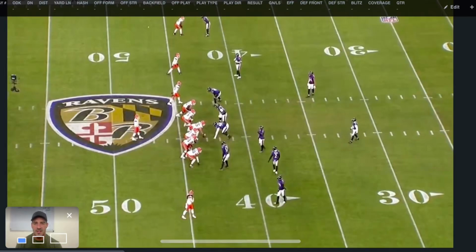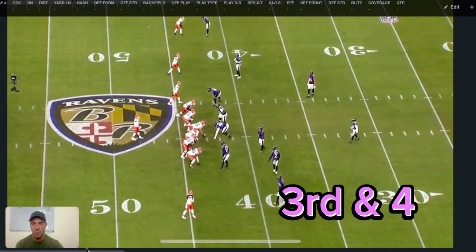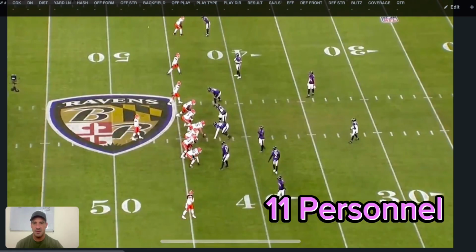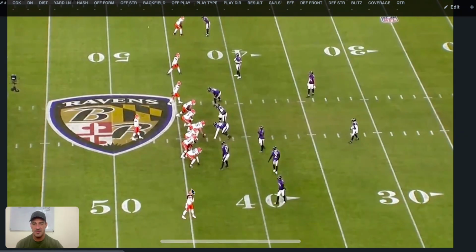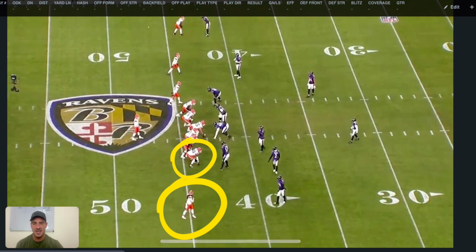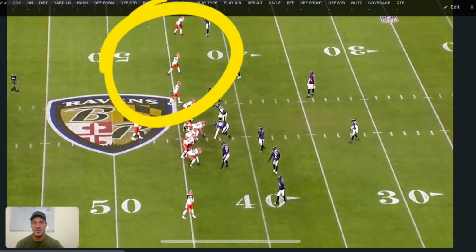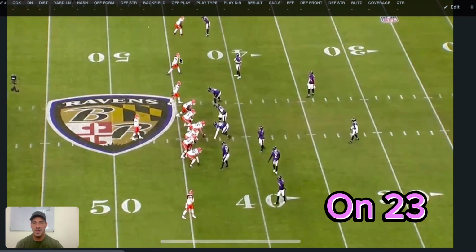So what we're looking at is a 3rd and 4 situation. Right now, we have a tight end right down here and a running back out here. You can't really tell, but this is a running back. So that's 11 personnel. All right. And the formation is on the ball tight end here, 2 receivers or 2 eligibles outside the tackle to the left. So that's on 2. There's 3 up top. So that's on 23. Okay. So right now the formation is on 23.